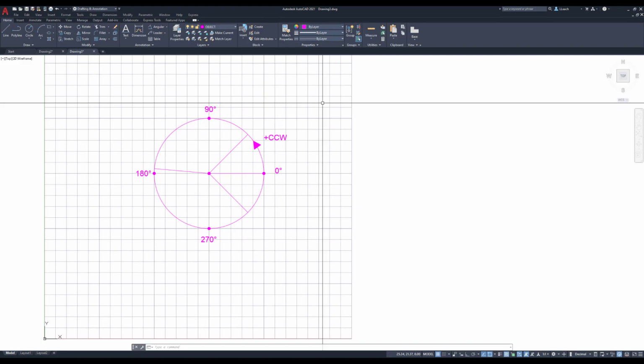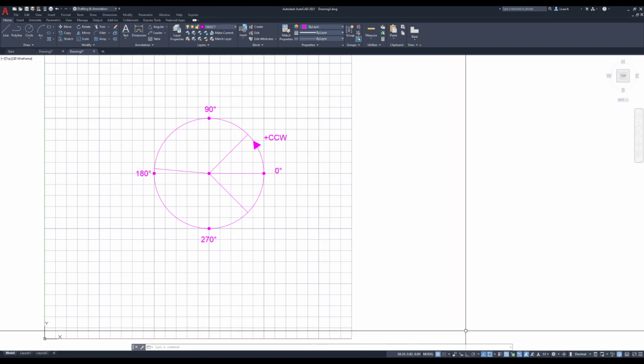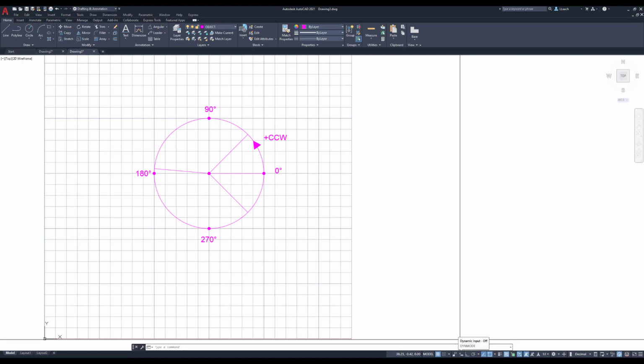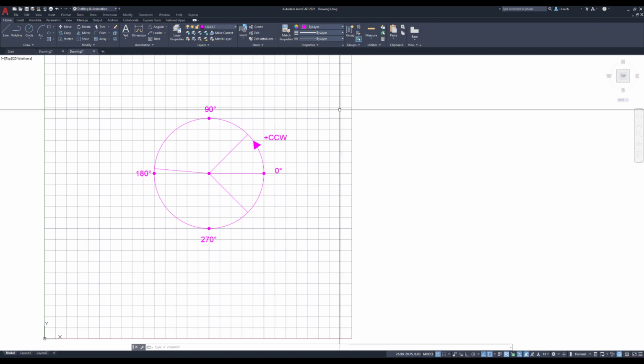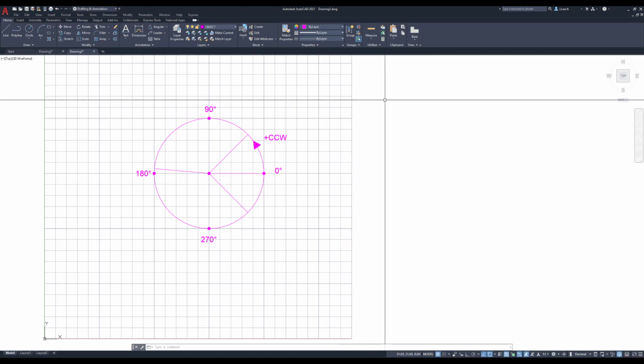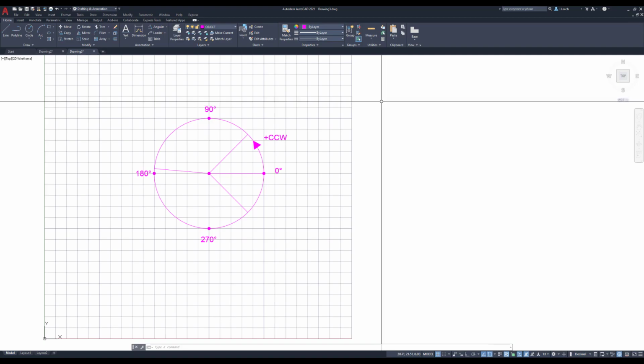The next thing we're going to do is learn how to use the dynamic input to create our lines and our objects. That's going to be a lot easier, but it's important to know these 3 first before we get to that point.